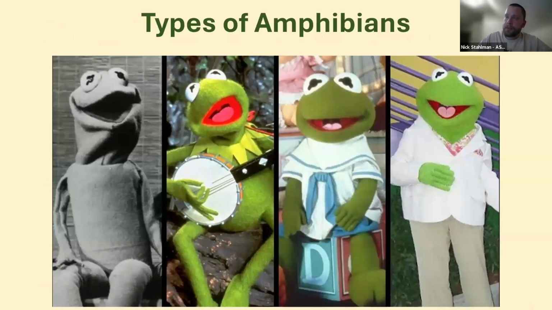So then we'll go over some types of amphibians. Obviously, we have old Kermit the Frog, swamp Kermit the Frog, baby Kermit. Oh, there are actually other types of amphibians. So there are three. We've only talked about two, but there are three.